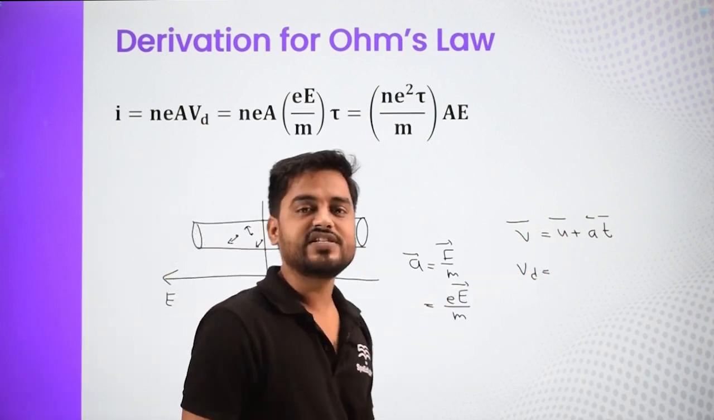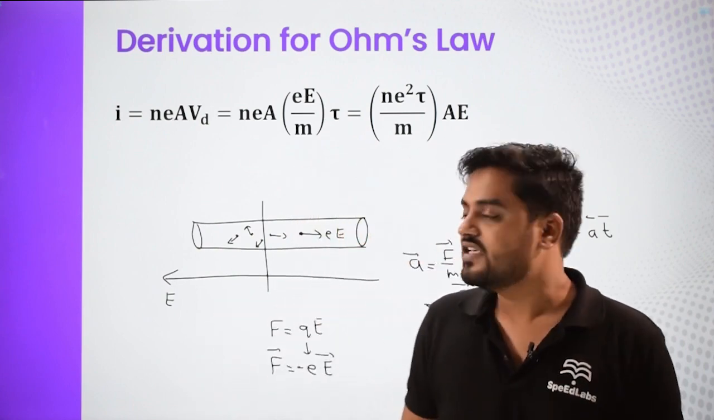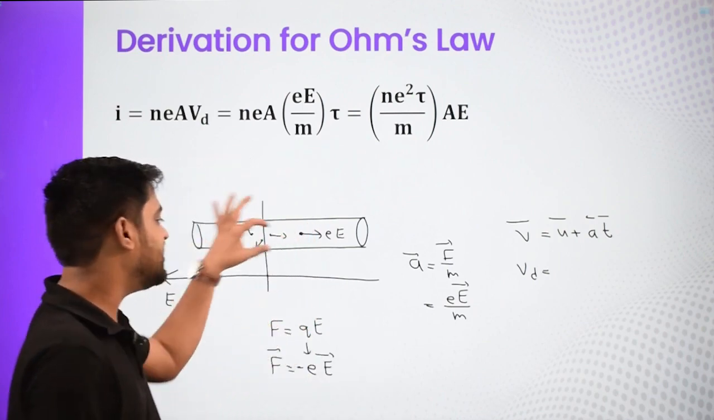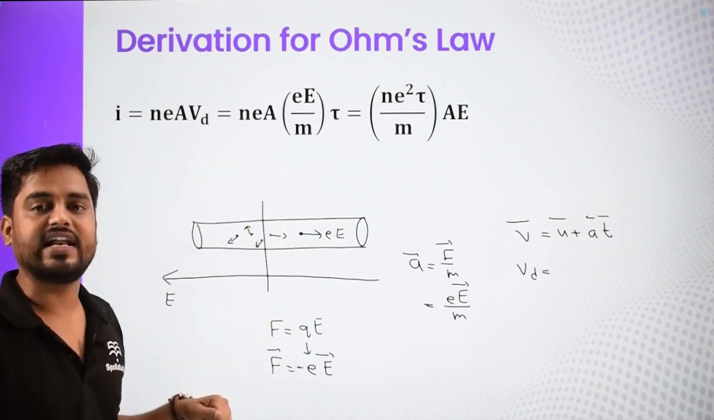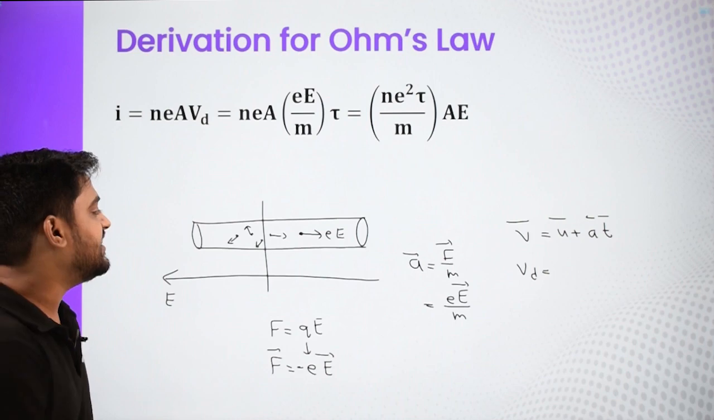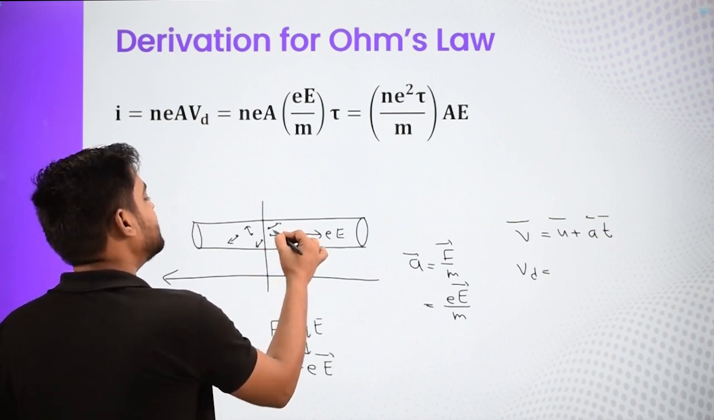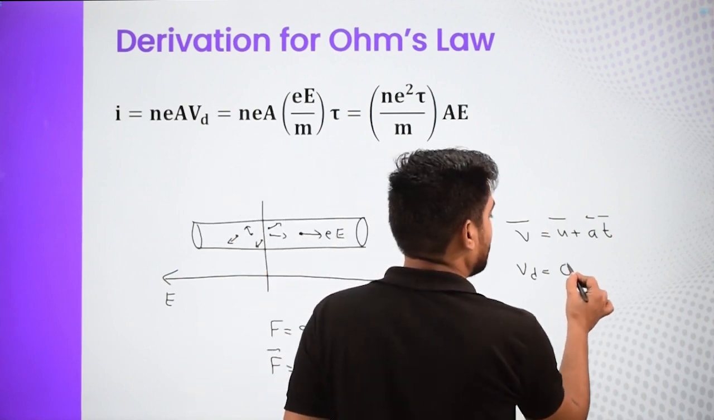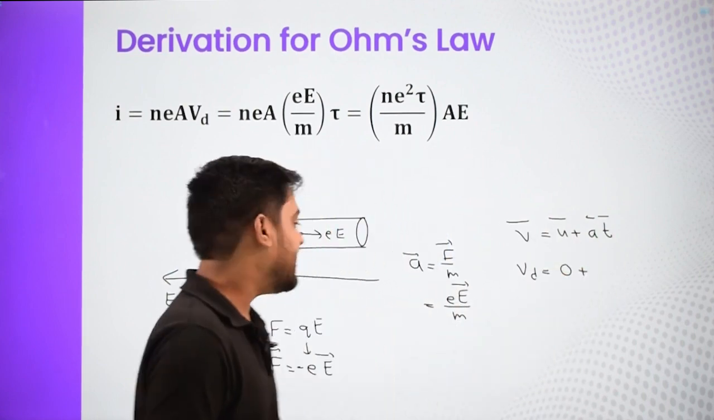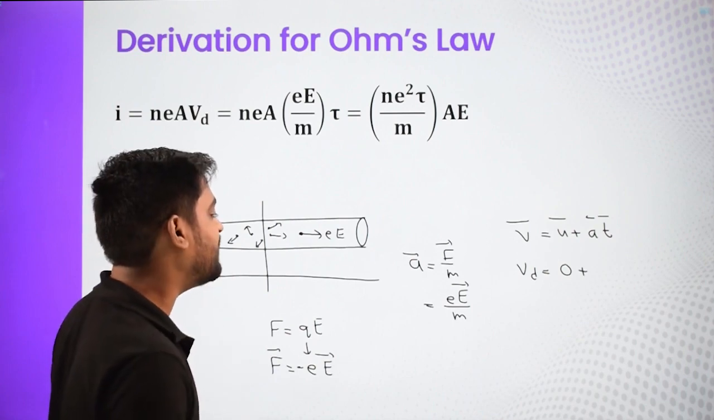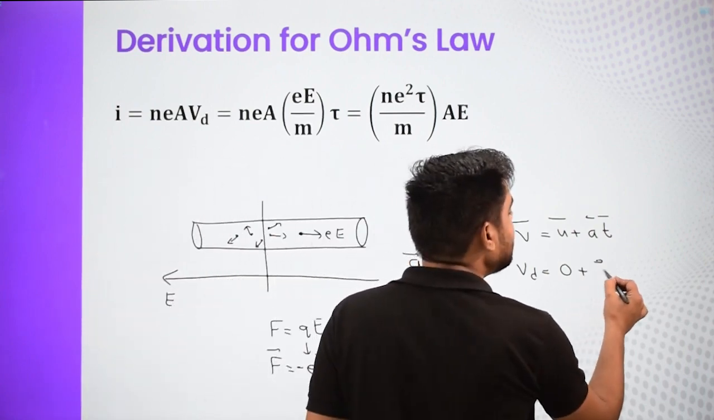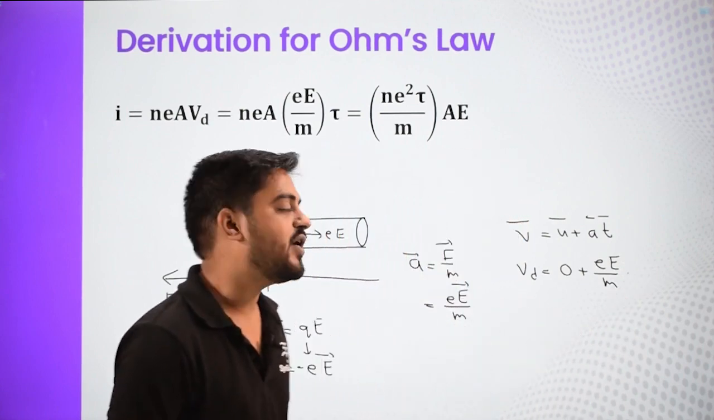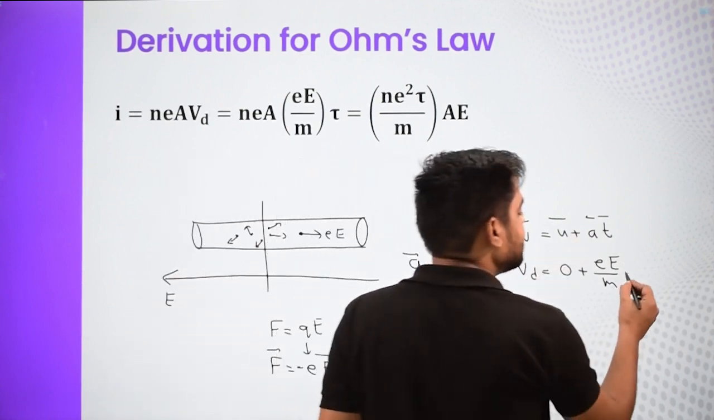What about the average of all initial velocities? See, initial velocity is a vector quantity, and initially the electrons were moving randomly in all directions. So, for each electron's velocity, there will exist another electron which will cancel it out. Overall, their average will be 0. What about average acceleration? The acceleration of each particle is nothing but eE by m. And which duration are we talking about? This time duration is called tau.